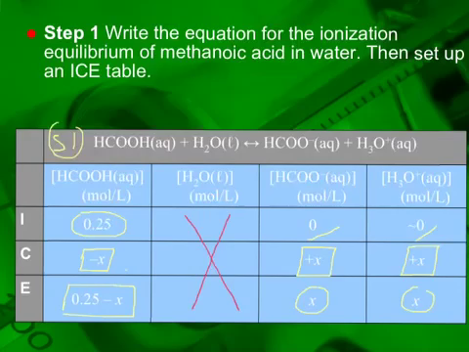If we were to solve this in a straightforward manner, we would now set up our equilibrium expression. So the equilibrium expression, or Ka, is the concentration of methanoate, X, multiplied by the concentration of hydronium, so now X squared, divided by the concentration of methanoic acid remaining at the equilibrium, so 0.25 minus X. We now realize that even though we have a value of Ka, we do not have the value of X. We need to solve for the value of X.